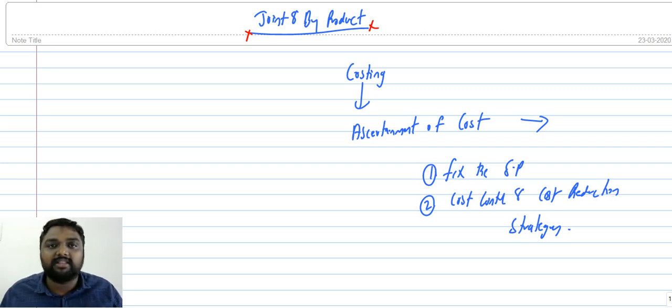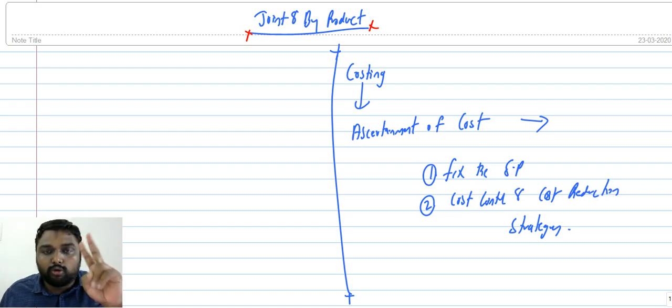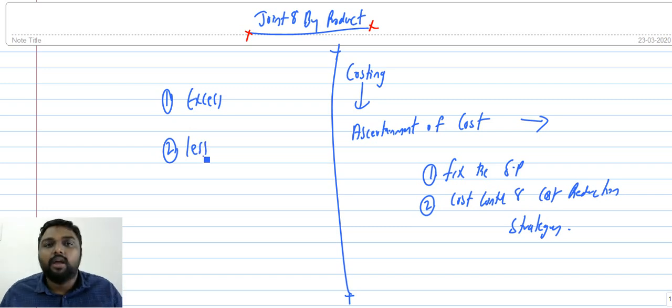You want to fix the selling price also. So for this you have to ascertain the cost. See, our cost ascertainment must be accurate. If our cost ascertainment is not accurate, two outcomes can come. One is we will ascertain the cost in excess. The other is we will ascertain the cost less. What are the disadvantages of both these situations?